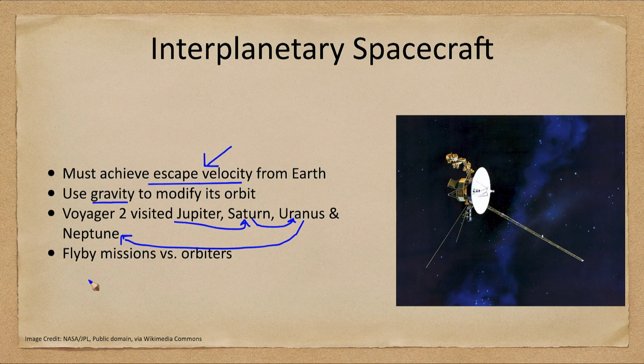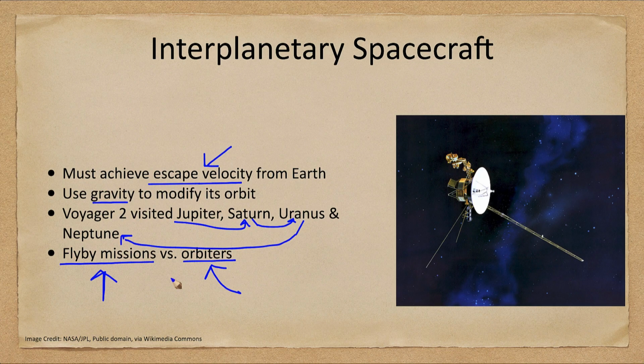Now, when a mission gets to a planet, it has two choices. We can either plan a flyby mission or an orbiter. Flyby missions are far easier. You pass by the planet, take your pictures, and continue on. In order to get into orbit, you need to lose some energy. So it requires more fuel at that point to adjust the orbit, or multiple orbital maneuvers to adjust the speed to the correct speed to bring it into an orbit.